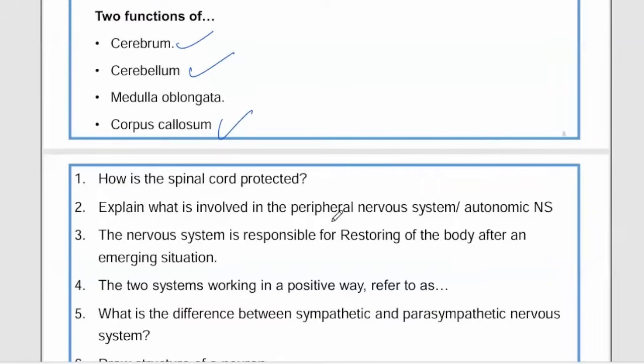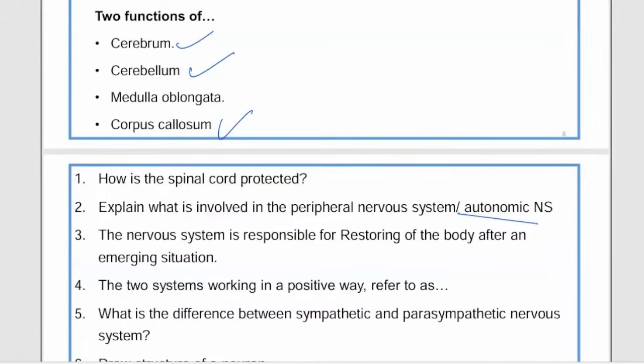Explain what is involved in the peripheral nervous system. Peripheral nervous system is divided into the autonomic nervous system and the somatic nervous system, of which the somatic nervous system is responsible for the 12 pairs of the cranial nerves and the 31 pairs of the spinal nerves. And then the autonomic nervous system is divided into parasympathetic and the sympathetic nervous system.